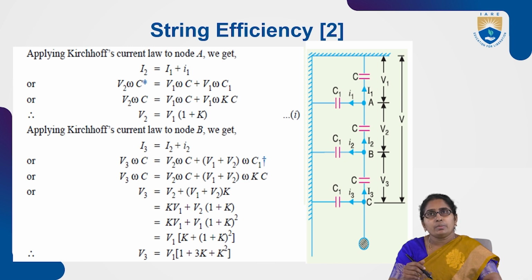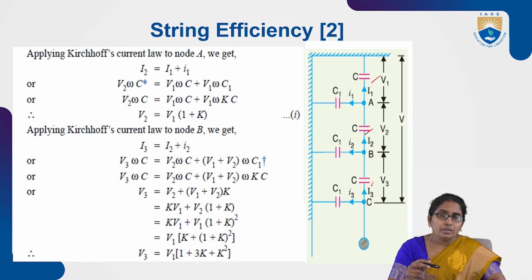Here the diagram is shown with three discs, three units, 1, 2, 3. As we know already, the currents through the self capacitances are capital I1, I2, I3. The currents through the shunt capacitances C1 are small i1, i2, i3. And the voltages across the units are V1 for the top unit, V2 for the next unit, and V3 for the last unit. Finally, we want to calculate the string efficiency. So how do we calculate that?